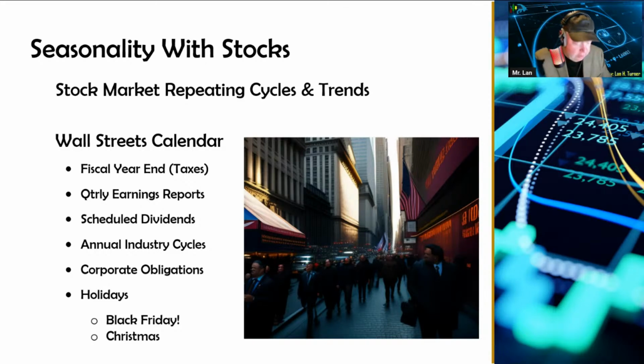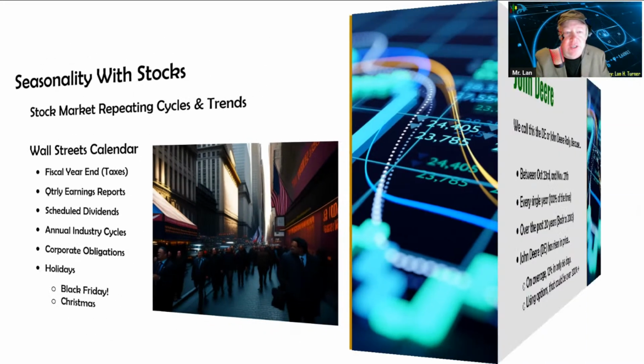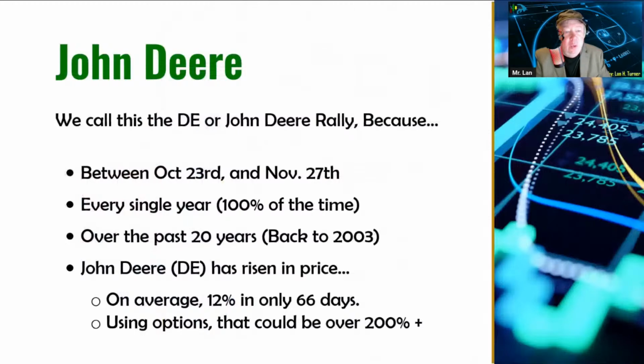All right, let's look at one more. How about this one here? This is the John Deere rally I mentioned earlier. We call this the DE, or the John Deere rally, because between October 23rd and November 27th, every single year, 100% of the time over the past 20 years, back to 2003, John Deere, or DE, has risen in price on average 12% in only 66 days. Using options, that could be over 200%.